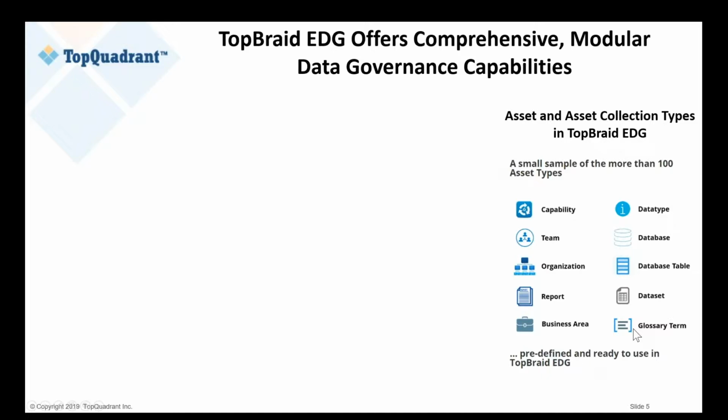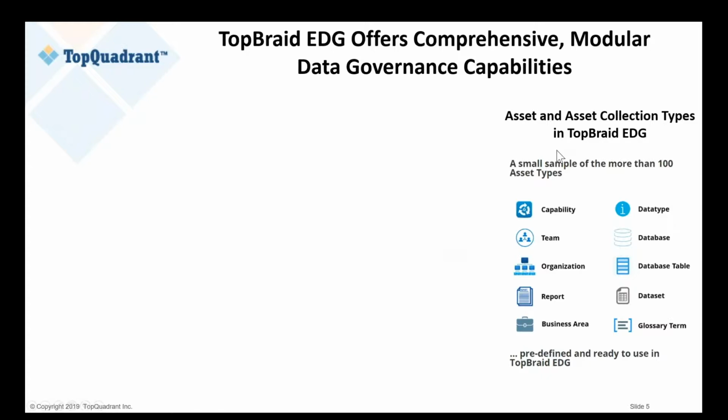In that regard, TopBraid EDG includes definitions for over 100 types of assets, such as glossary terms, database tables, ETL scripts, and many others, some of which are shown in this illustration. An asset can be any technical, business, or operational resource governed by an organization that uses TopBraid EDG.